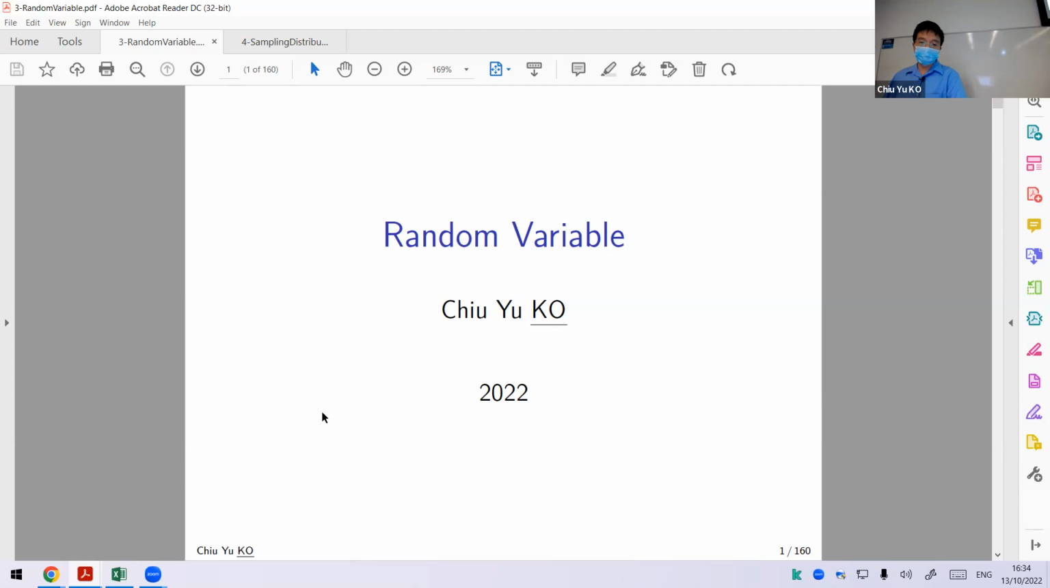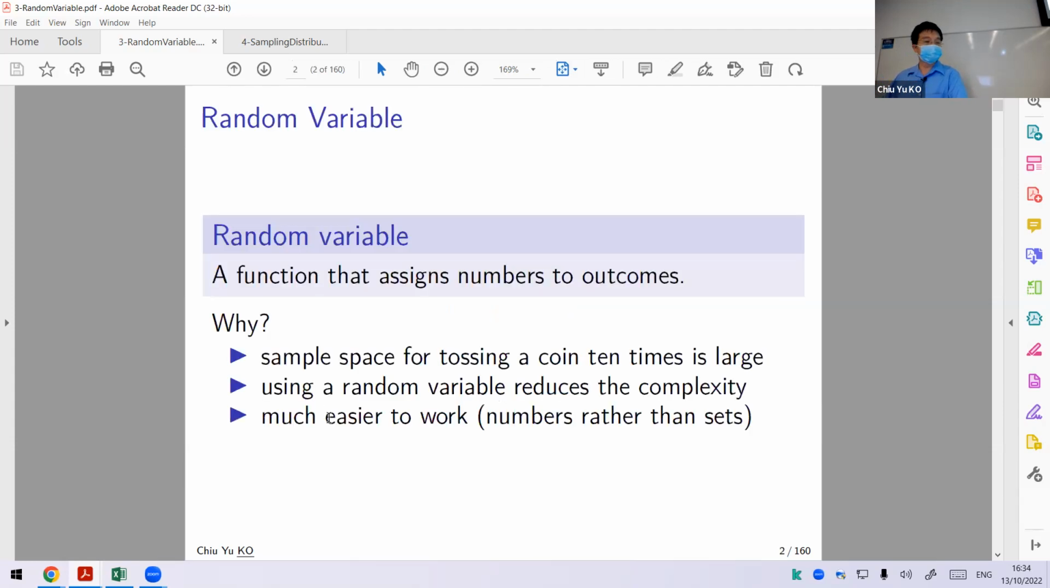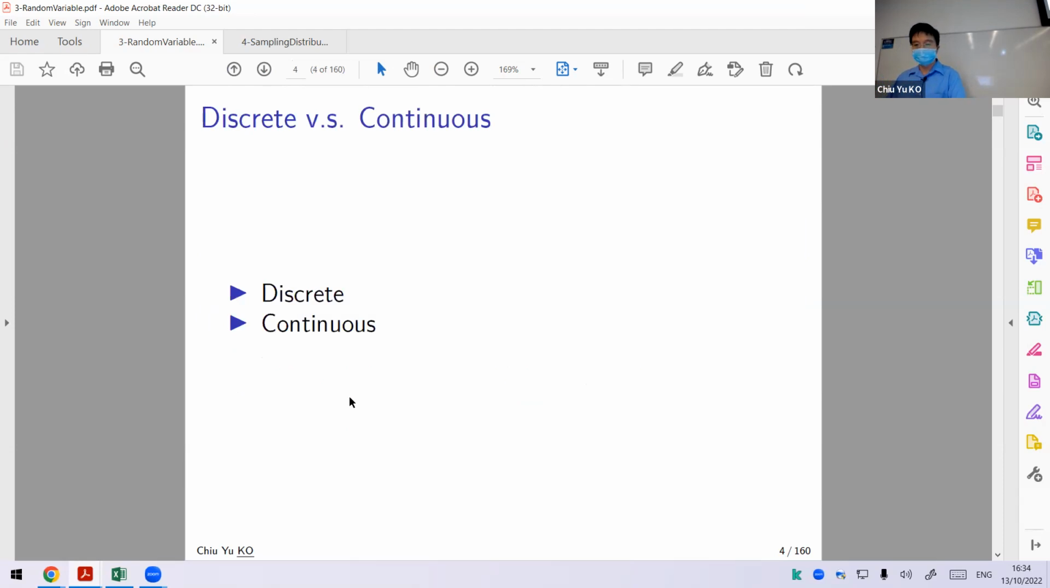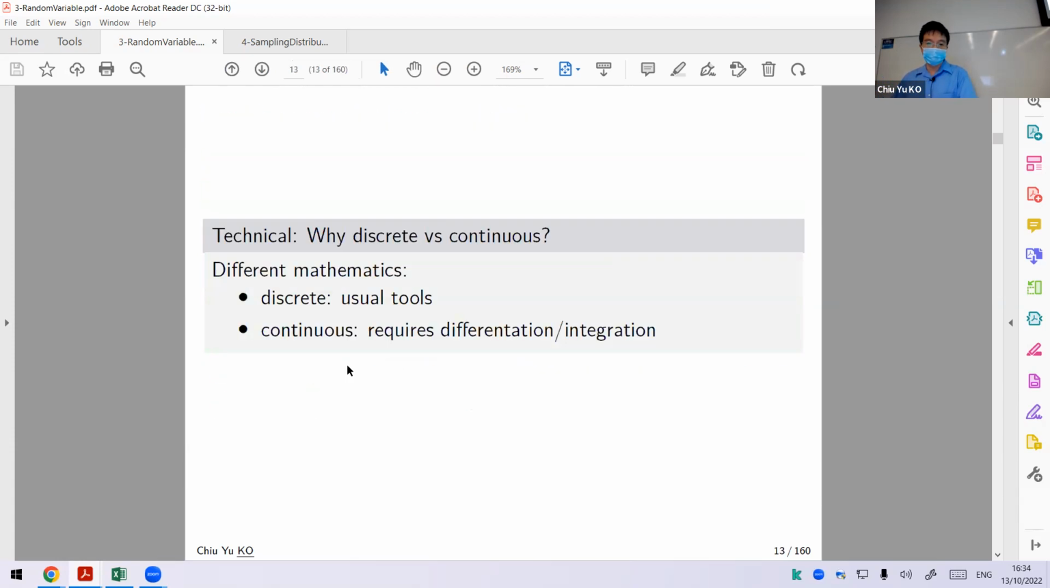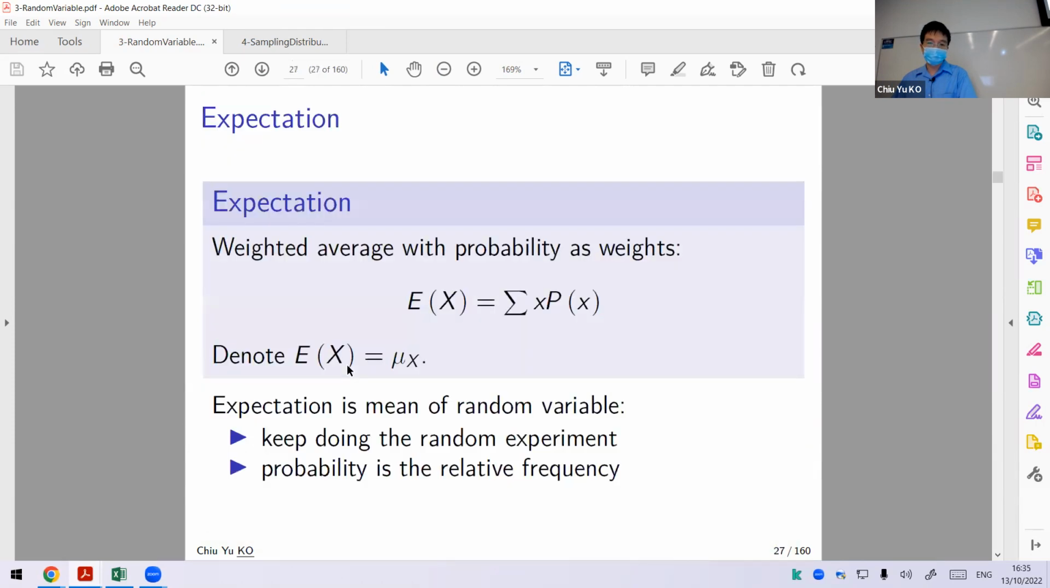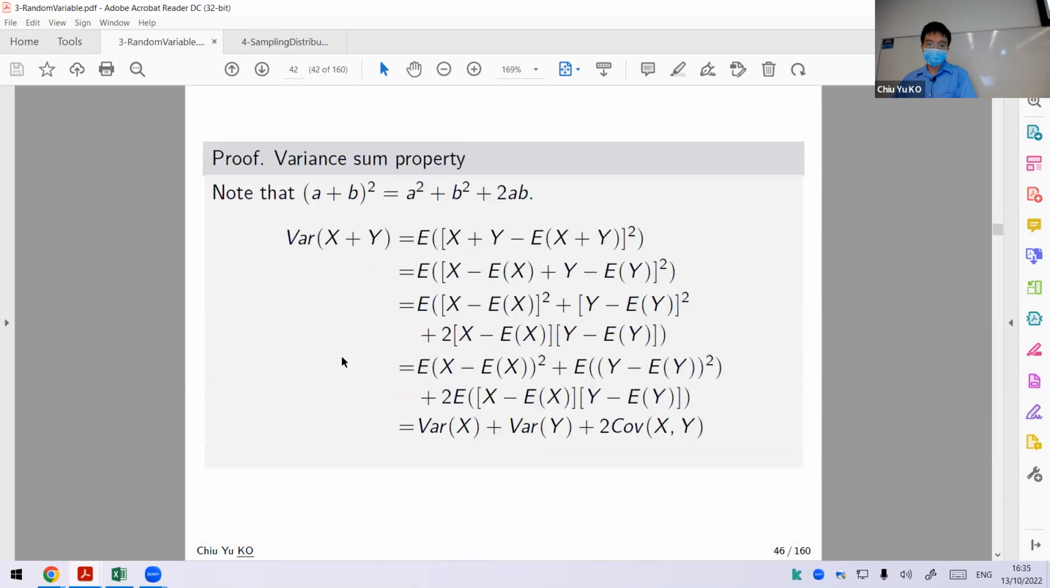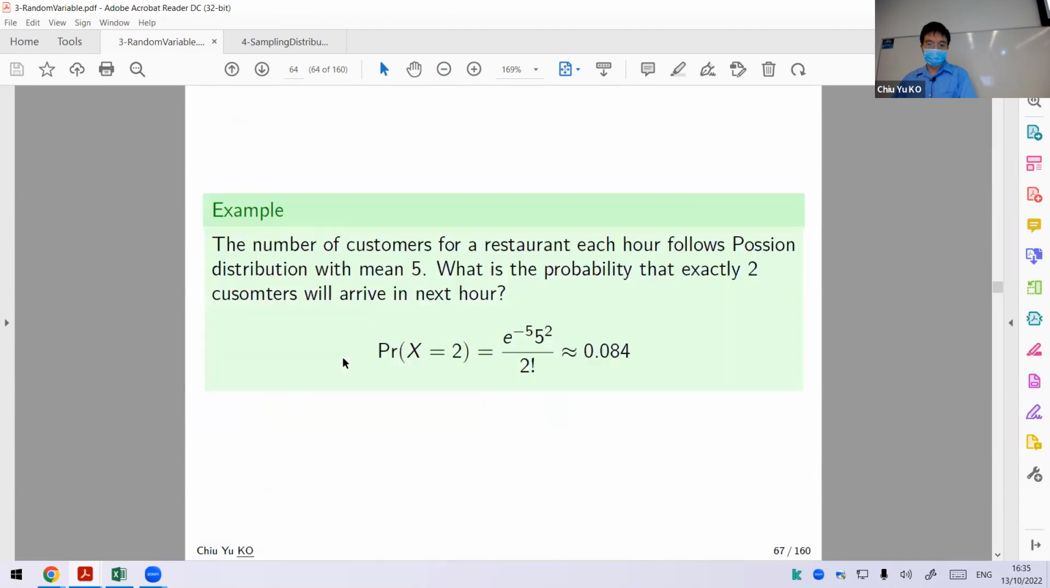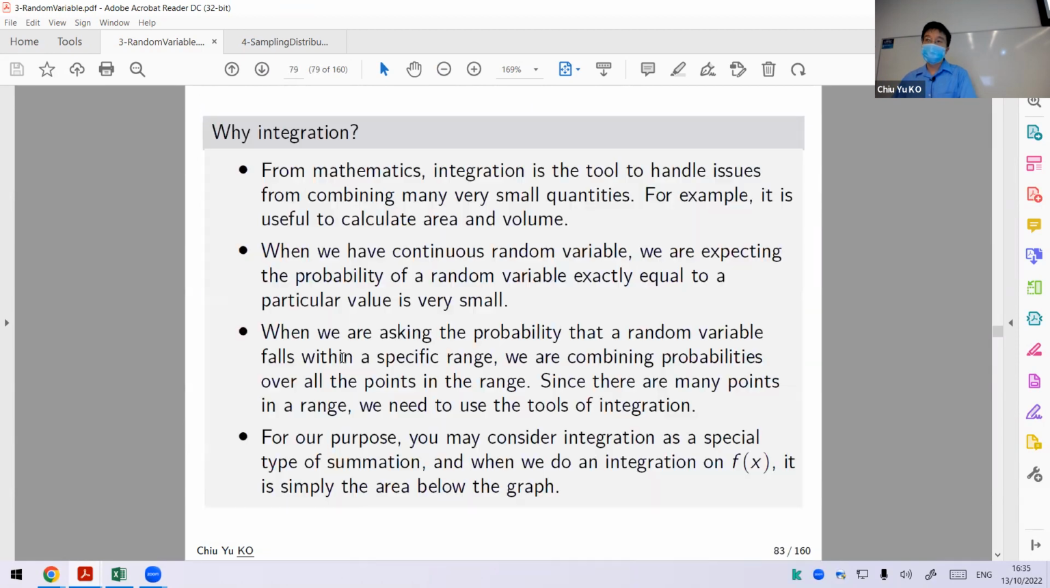The random variable is just trying to put numbers to outcomes, and we have discrete and continuous depending on what kind of number you're putting in. Discrete is usually a natural number, continuous a decimal number. I'm not going to review the discrete version, rather I will focus on the continuous version.